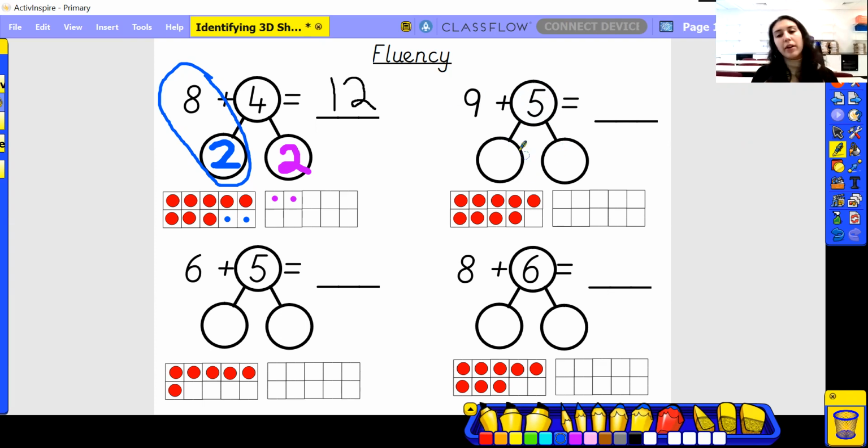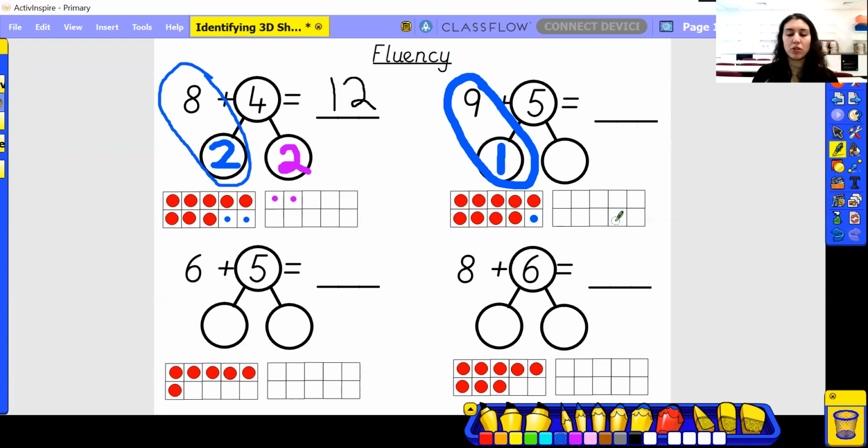So first of all, I'm going to break it down into a number that will bond with my 9 to make 10. And if I have a look at my tens frame, I can see that I've got 1 space left to make 10. So that means I've got to add 1. But I didn't want to just add 1. I did that because it got me to 10, and 10 is a nice, easy number to work with. I want to add 5 in total.